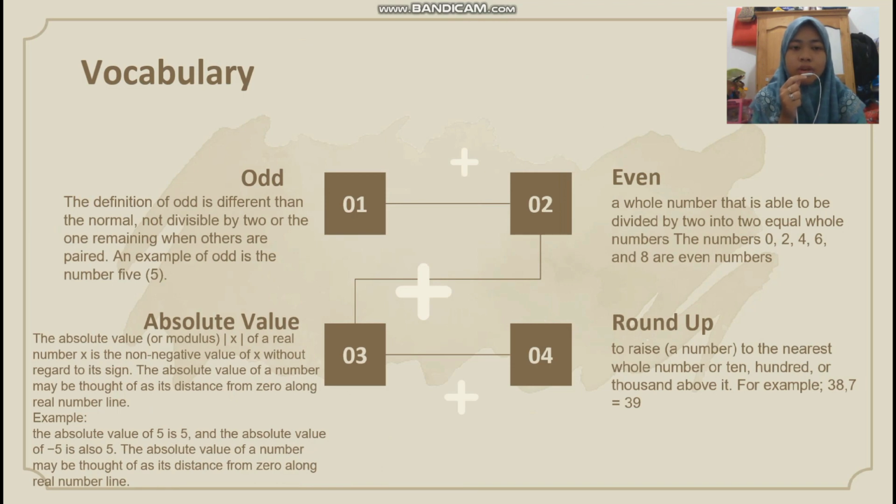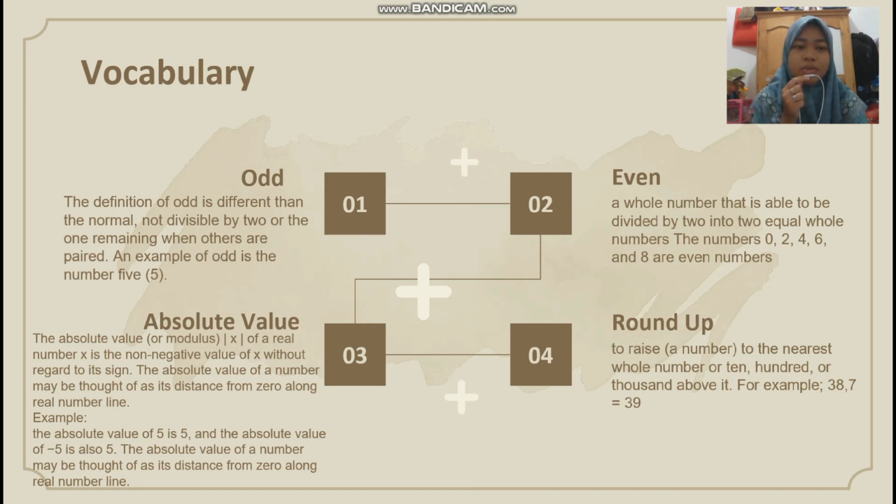The definition of odd is different than the normal, not divisible by 2, or the one remaining when others are paired. An example of odd is the number 5. And the next is even, which means bilangan genap, a whole number that is able to be divided by 2 into two equal whole numbers. The numbers 0, 2, 4, 6, and 8 are even numbers.